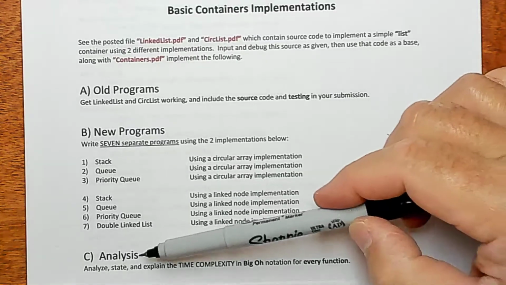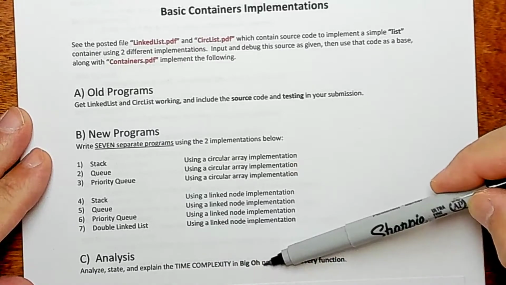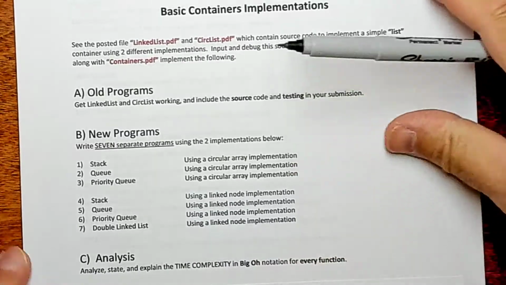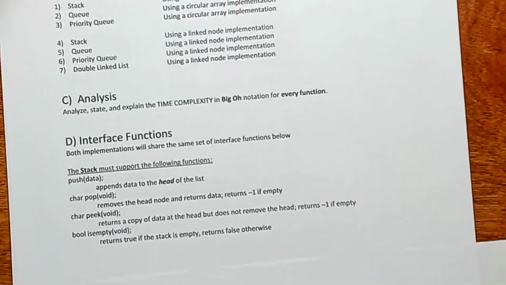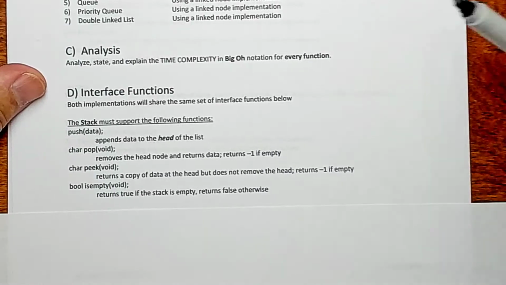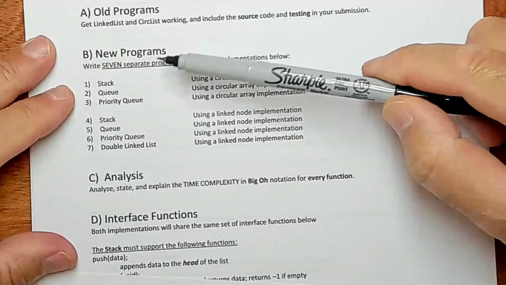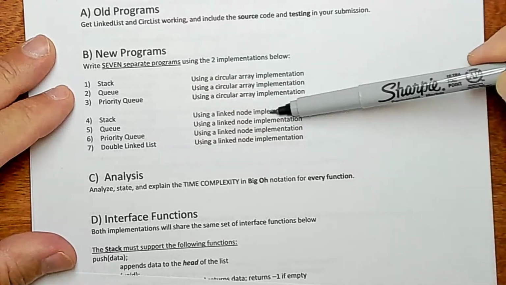So there's going to be a bunch of functions that define the interfaces to these guys, and I want you to list the big O for each one of these functions. And then, yeah, so in detail, what are the interfaces for these? Okay, so I want you to do a stack, a queue, and a priority queue using circular lists, a stack, a queue, and a priority queue using linked nodes.